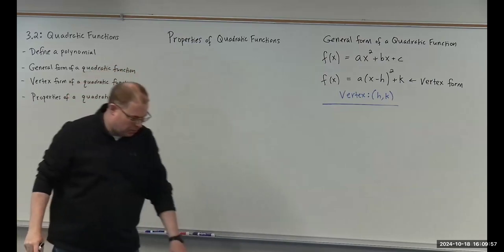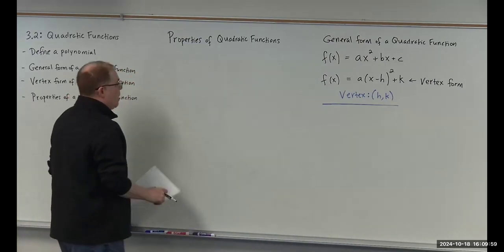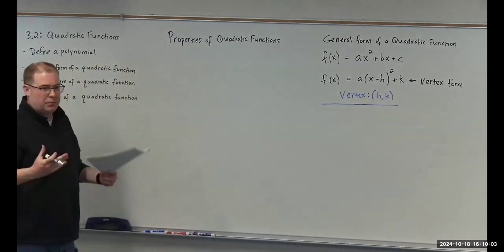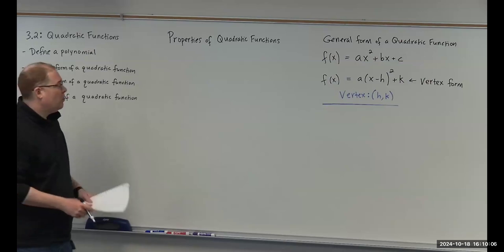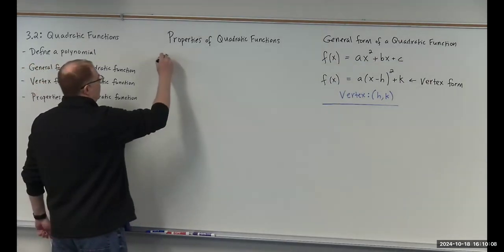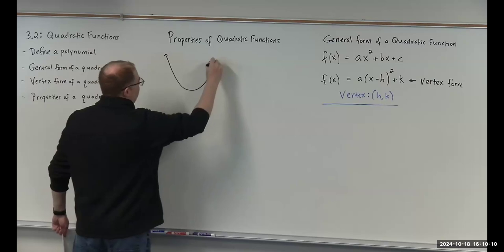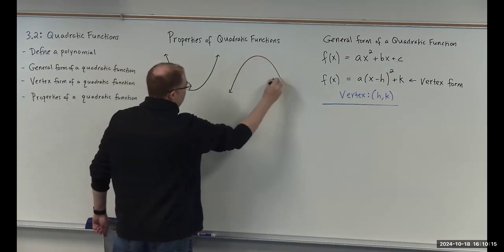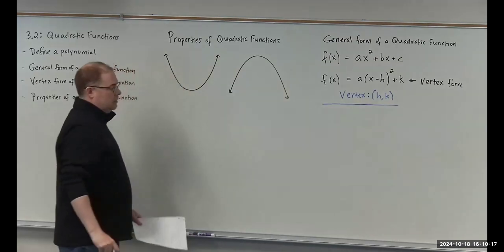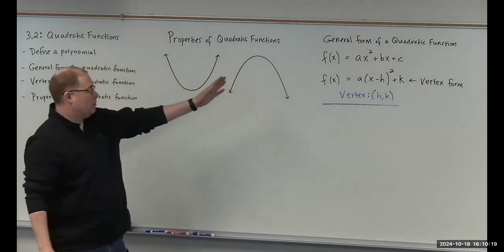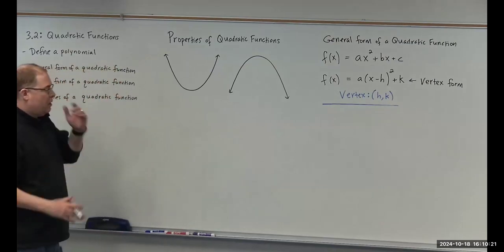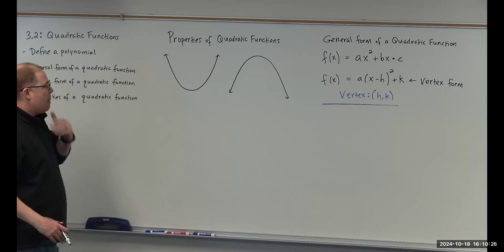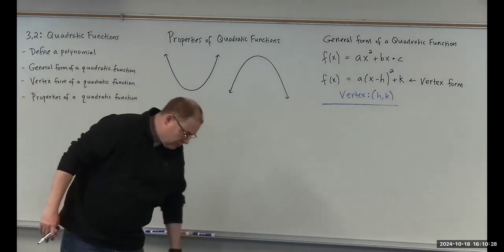Okay, properties of quadratic functions. For the type of quadratic functions that we're looking at, the graphs can either do something like this, or something like this. This is because we're treating x as our independent variable here.